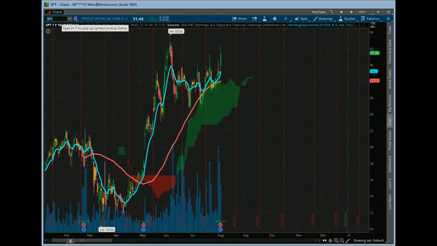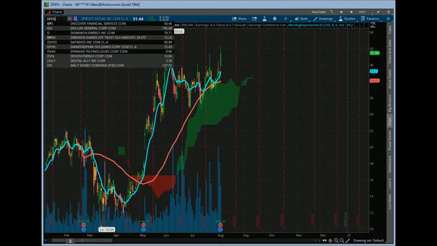SPT, big push there. Big upper shadow off the prior upper shadow, so just be careful with that one. DFIN.